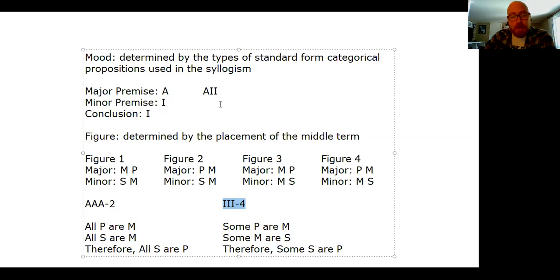Off the top of my head, I don't know, but there's a total of 256 categorical syllogisms based on all of the moods and figures, right? There's 64 moods, I just did the math on a calculator. So there are 64 moods and 4 figures, which means there are 256 different kinds of categorical syllogism.